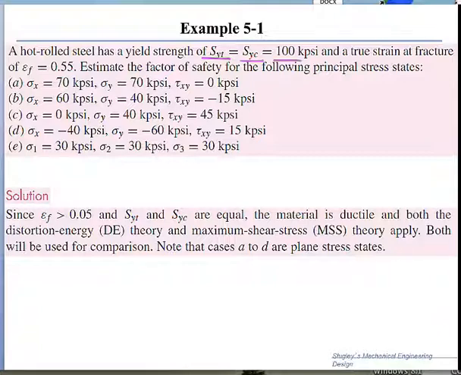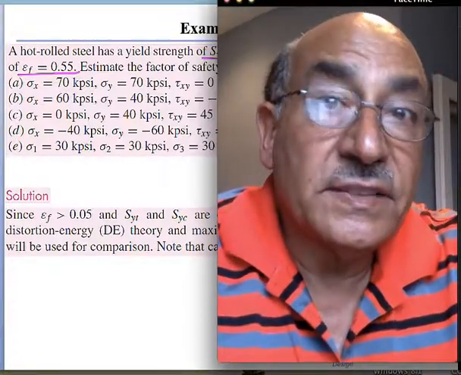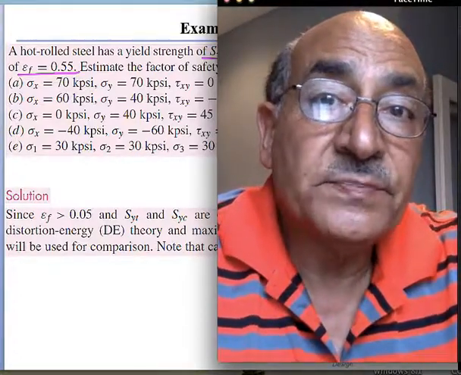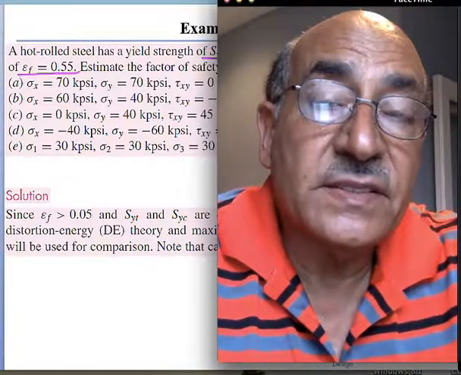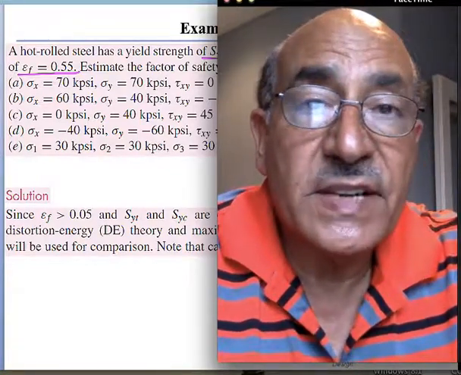100 kpsi, where 1 kpsi is 1,000 psi, pounds per square inch, and the strain at fracture is 0.55, like 55%. Obviously, if it fractures at 55%, then we can consider this material a ductile material, because a brittle material fractures or fails at strains of less than a few percent. Let's say 5%. If it fails at less than 5%, then it's brittle.